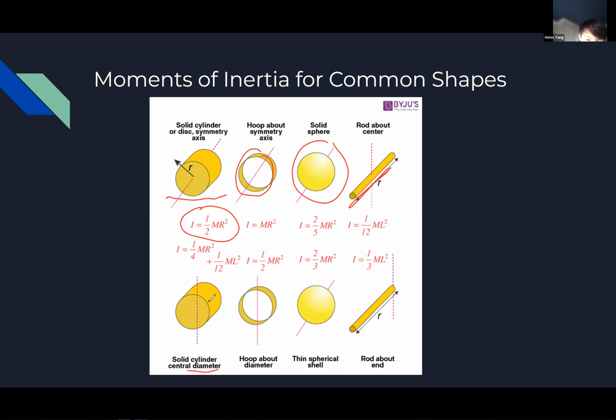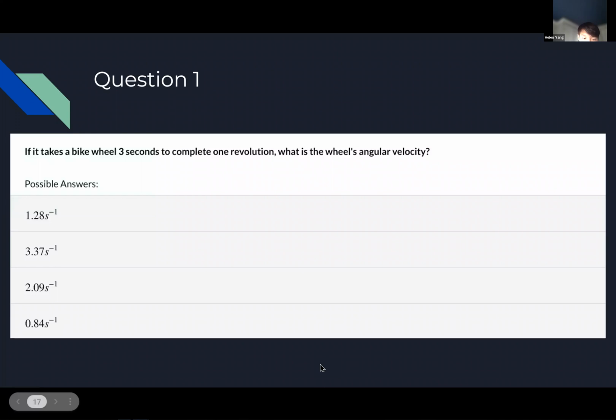for its center diameter, and this is for the symmetry axis, it would be 1/4 mr squared plus 1/12 ml squared. And for the hoop about its diameter, it would be 1/2 mr squared. And for a thin spherical shell, it would be 2/3 mr squared. And for the rod about its end, it would be 1/3 ml squared. And you don't need to memorize these right now. So you can start doing questions.